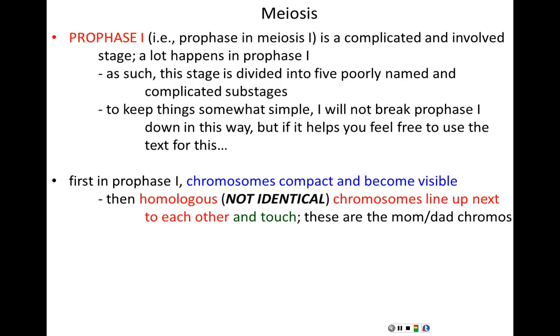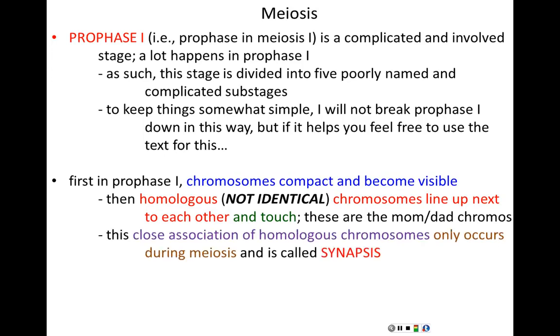Next, in prophase, homologous chromosomes line up next to each other and touch. Now let me emphasize this. Homologous chromosomes, not identical sister chromatids, homologous chromosomes line up next to each other. In mitosis, homologous chromosomes lined up head to foot, single file. Not so in meiosis. Okay? These are the homologous chromosomes, one from mom and one from dad.